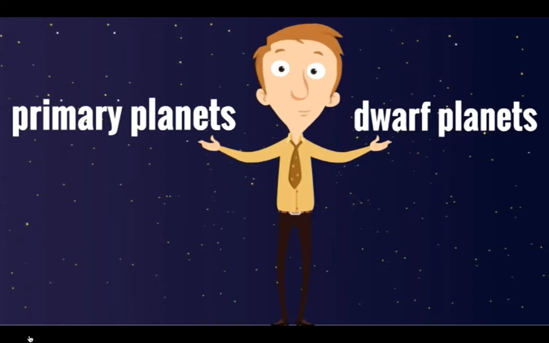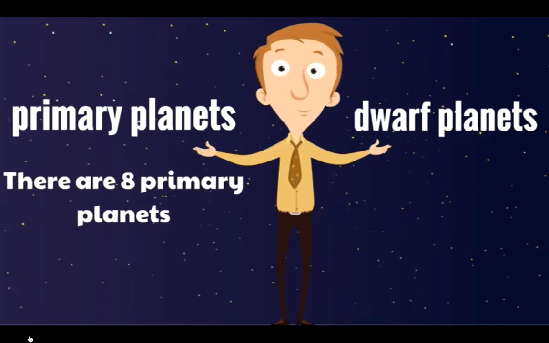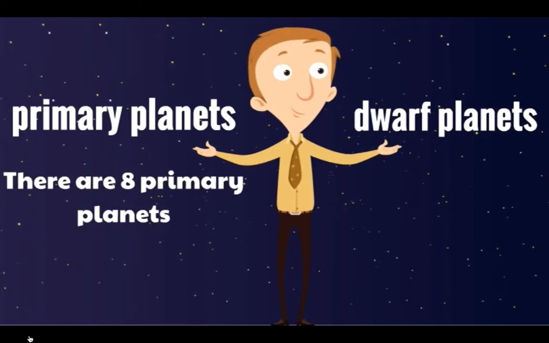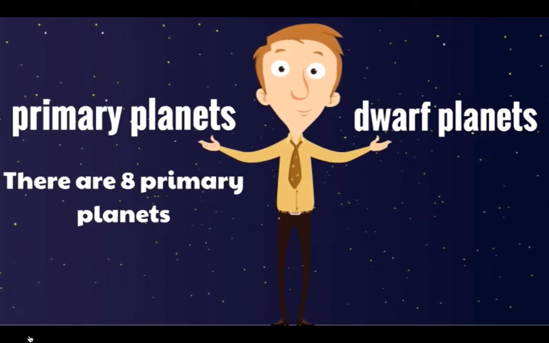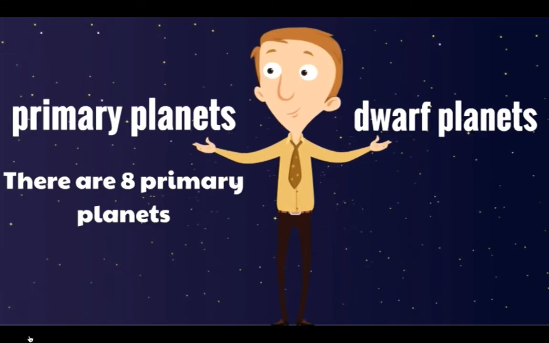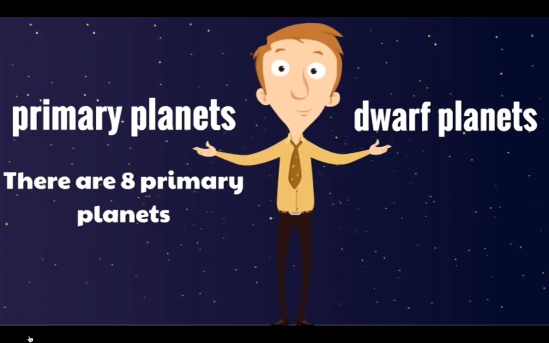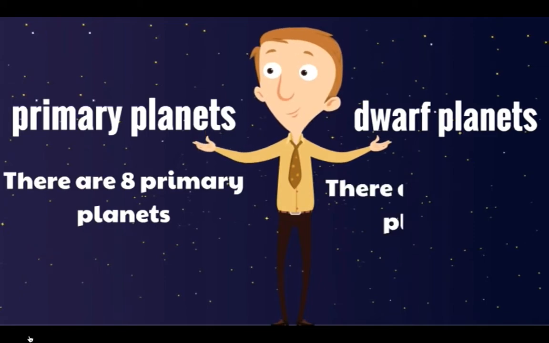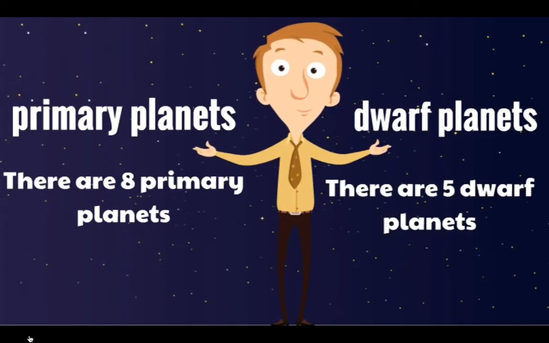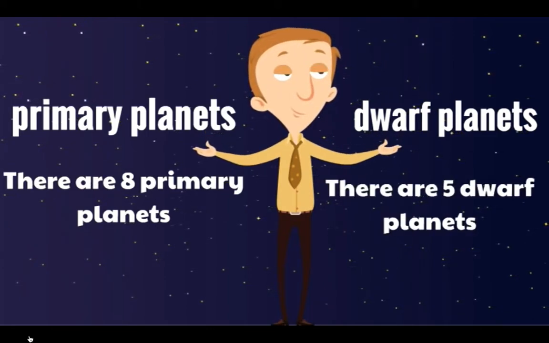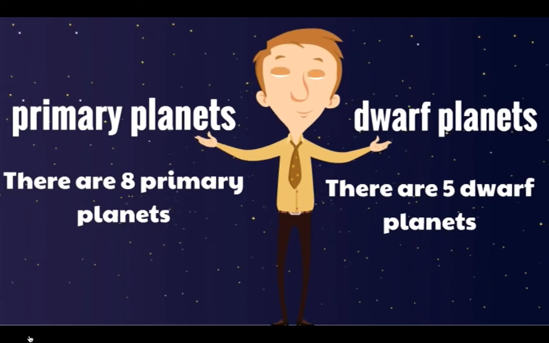Now, there are 8 primary planets. These are the main planets that you think of, the main planets that are circling around the sun, and these are the planets we're going to be studying in this video. And then there are 5 dwarf planets. These planets are a lot smaller and are not considered primary planets. Sorry, Pluto.